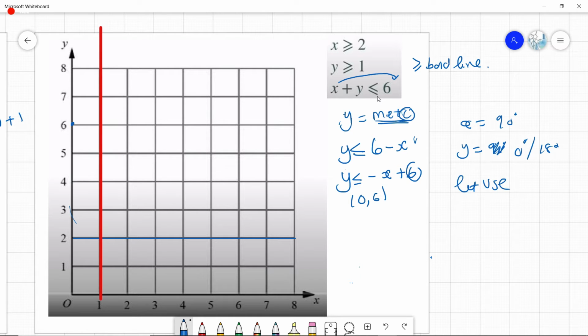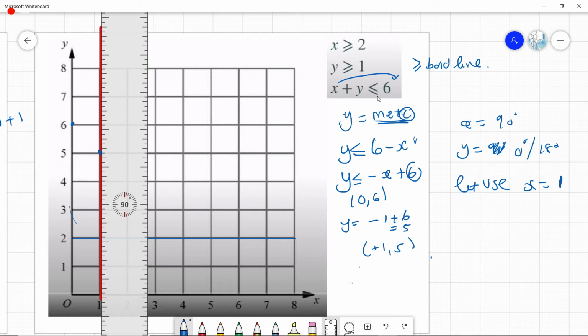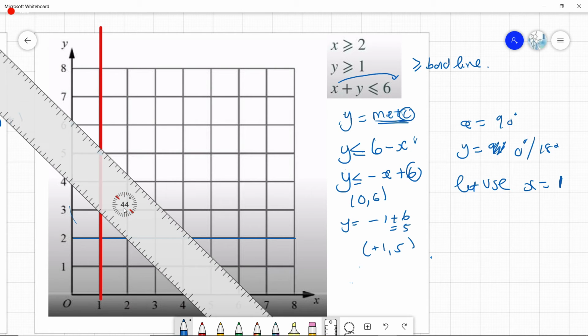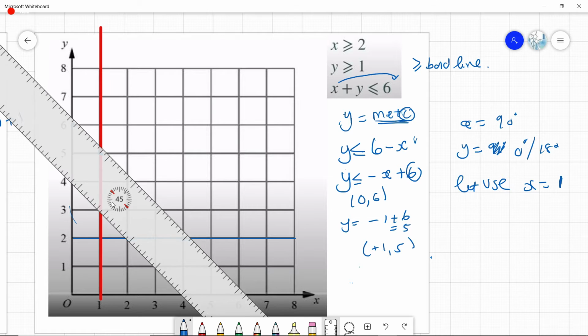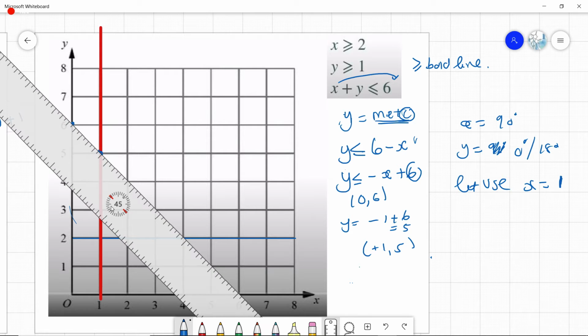Then we choose any point. So let us use x equals, for example, 1. So y equals minus 1 plus 6, which equals 5. The point that we're going to have is negative 1, 5. Obviously you don't have a negative 1 on this side, so we use positive 1. The point will be positive 1, my mistake there, 1, 5. And 1, 5 would be about there. So now grabbing the ruler, we line the points up to here.